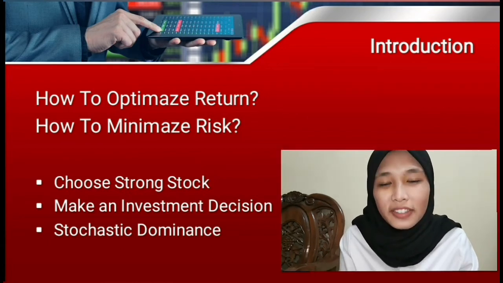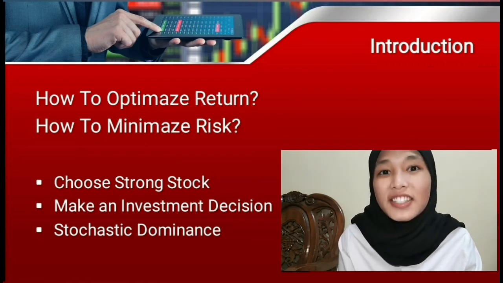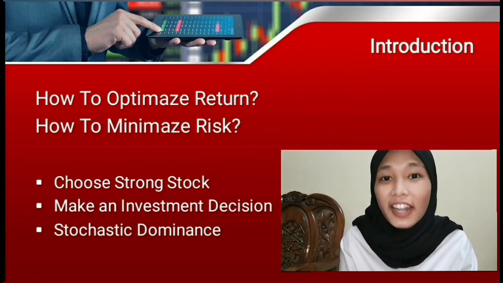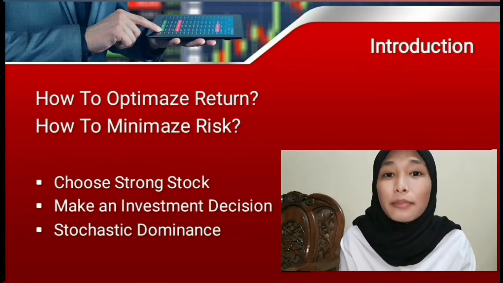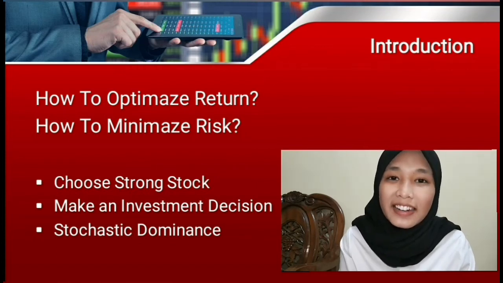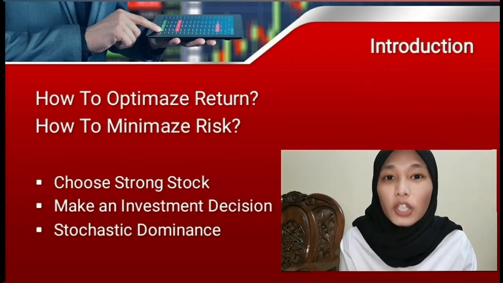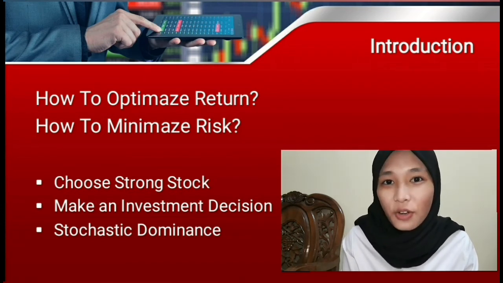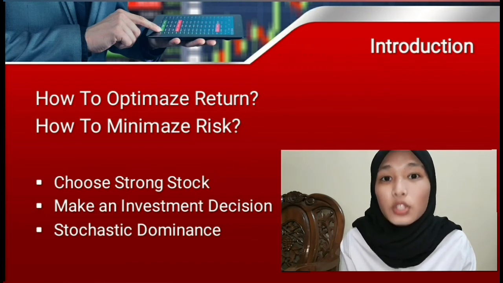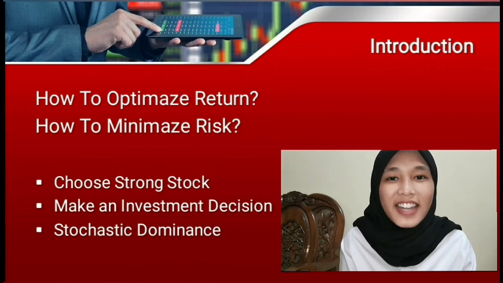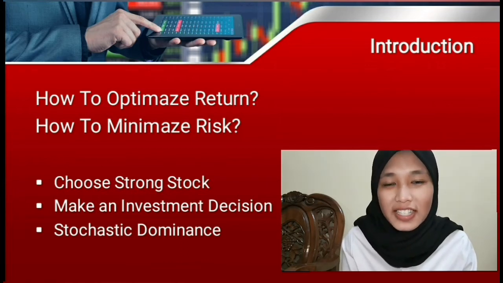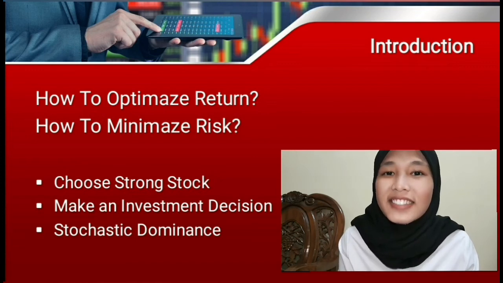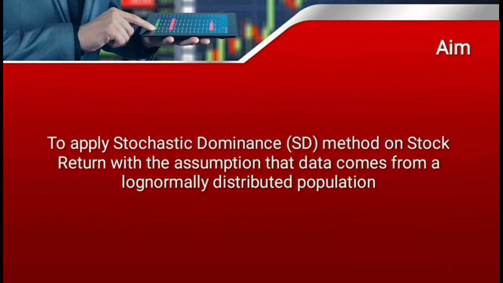The real problem that investors have to face when investing in the stock market is how to gain return and avoid risk. An investment can be said to be successful if it is able to optimize profit and reduce the possibility of loss. Investors have to make decisions whether to buy, sell, or hold the stock. Investors also need to choose strong stocks due to uncertain conditions. Meanwhile, there is a method that can help investors in making investment decisions, that is stochastic dominance.